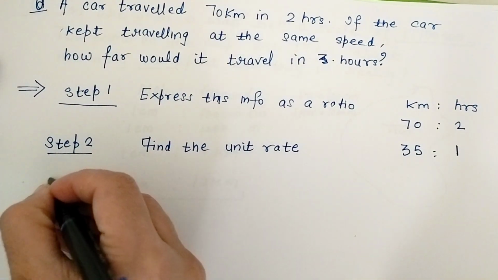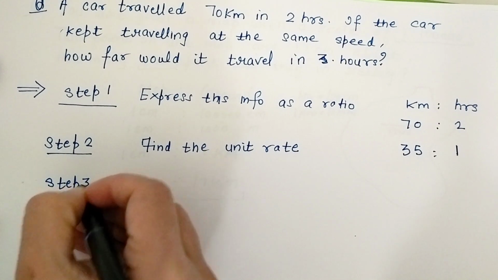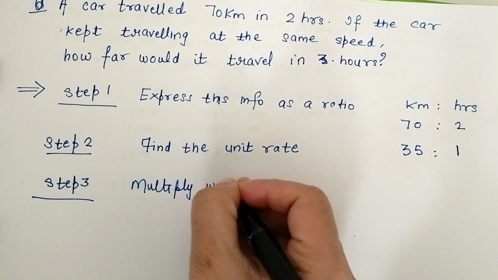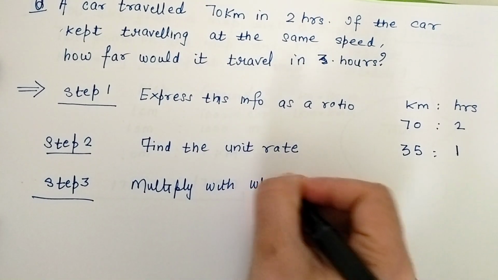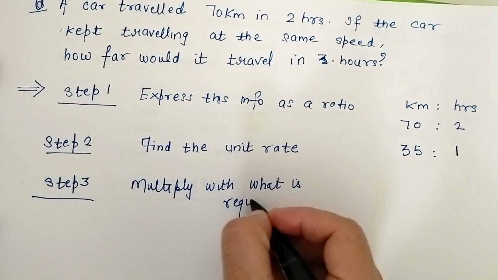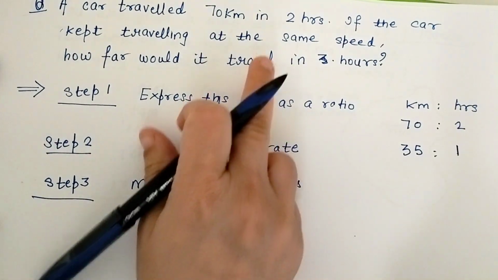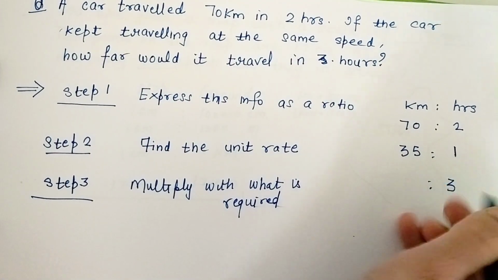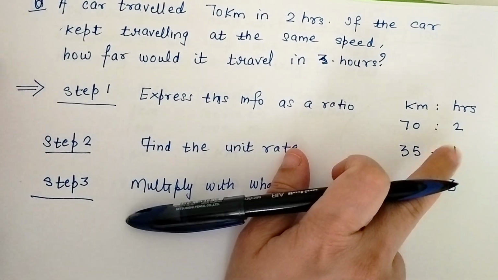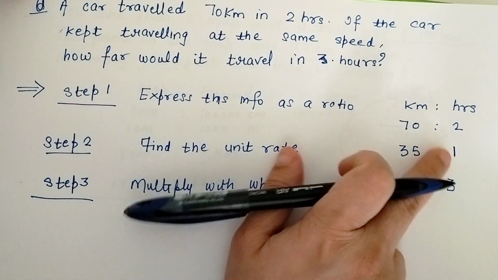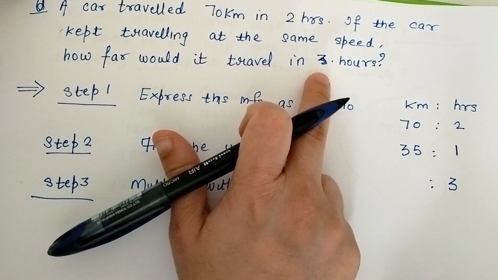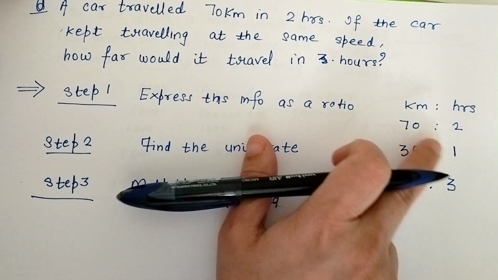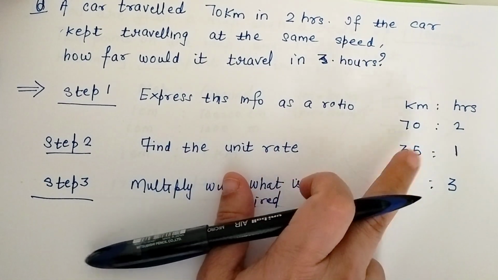Okay? And then step 3. Multiply with what is required. Okay, now look at the question. How far would it travel in 3 hours? So you are multiplying 1 with 3. Now you will always be on 1 here. So if you need to find for 4 hours, 5 hours, what will you do? You will just multiply. 1 is to 3. So 1 multiply 3. Now multiply with 3 here as well.